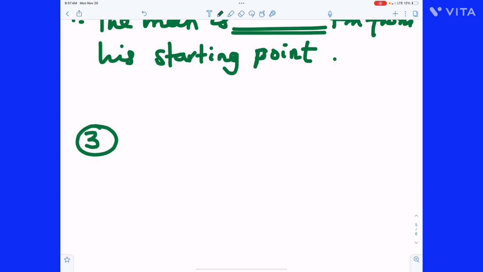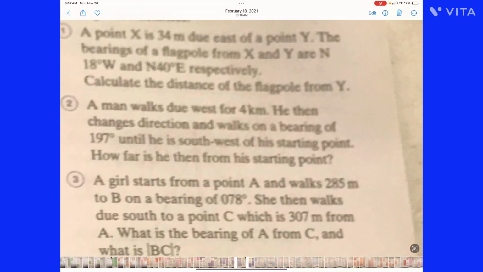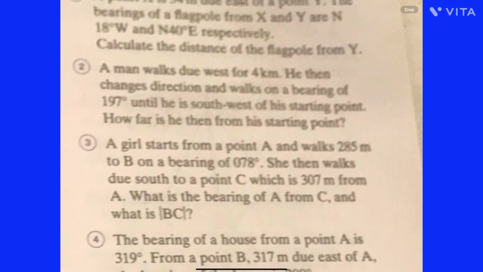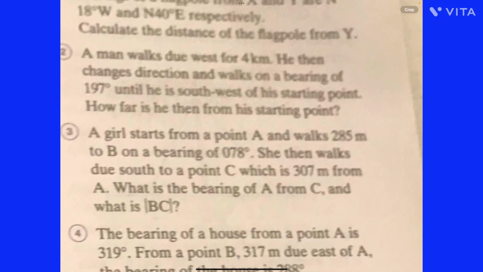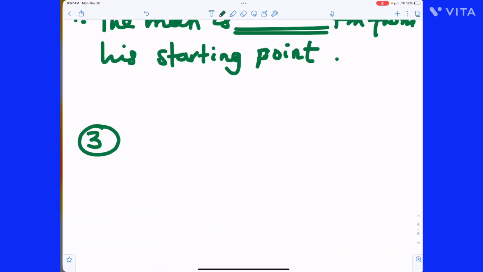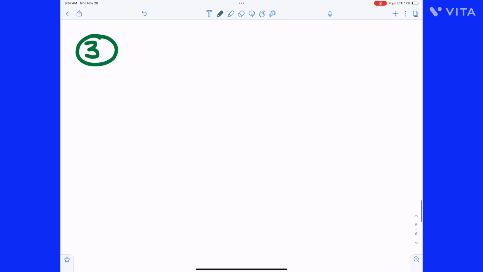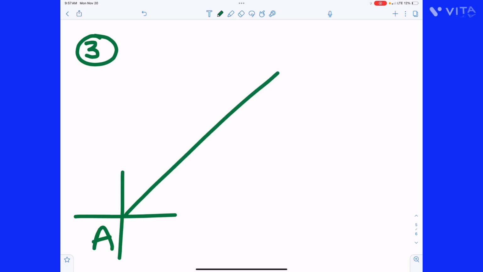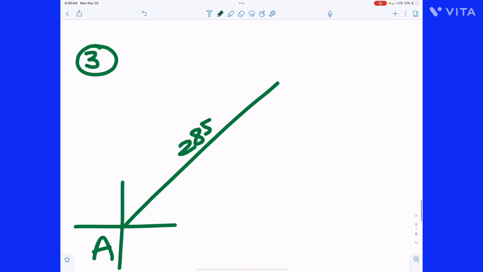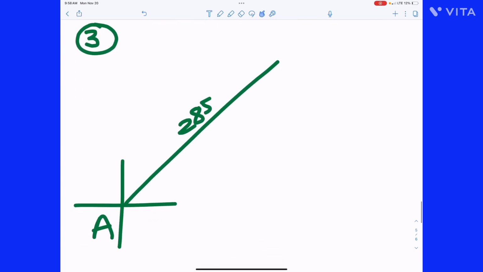Let's go to question 3. What does question 3 say? It says a girl starts from a point A and walks 285 meters to B on a bearing of 078. Let's interpret that straight away. A girl starts from a point A. Let's say this is point A and walks 285 meters. Meters, not kilometers. She walks 285 meters on a bearing of what? 078. 078 will be here.